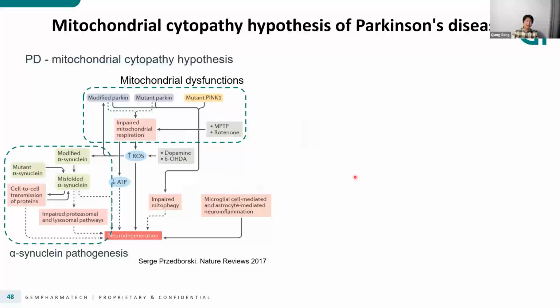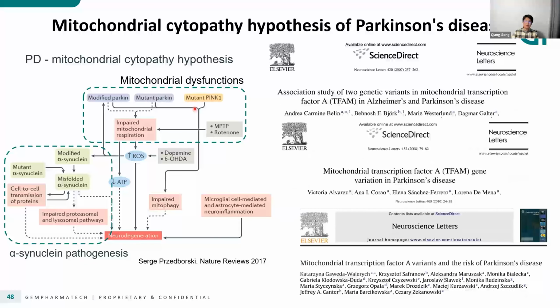And besides that, alpha-synuclein pathogenesis is one of the Parkinson's disease hallmarks. Another pathogenesis is mitochondrial dysfunction. A lot of papers have been published showing that mutations in the mitochondrial transcription factor A have been linked to Parkinson's disease and also have some relation to Alzheimer's disease.